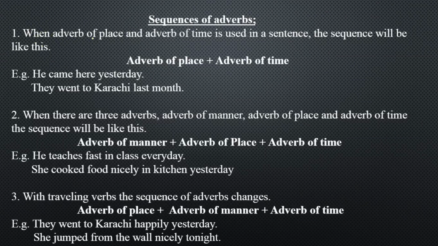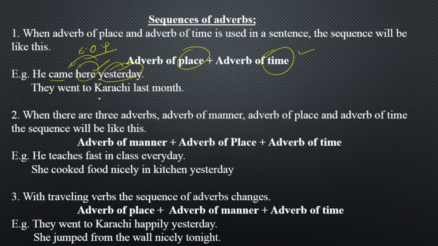Number one, when adverb of place and adverb of time are used in a sentence, the sequence will be like this. You are going to bring the adverb of place first and then adverb of time second. Like, he came here yesterday. Here is your adverb of place and yesterday is your adverb of time, which adds something to the meaning of the verb, the predicate, and gives extra information about the predicate, extension of predicate. So here comes first and then yesterday.